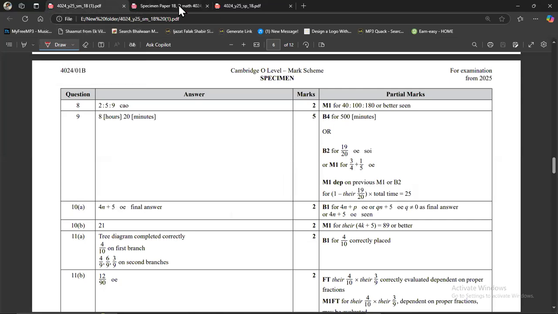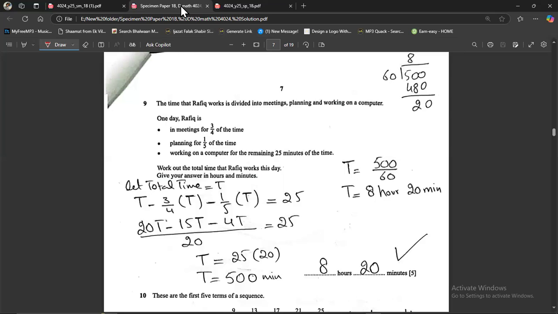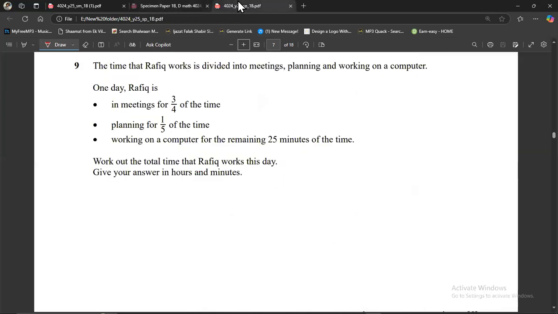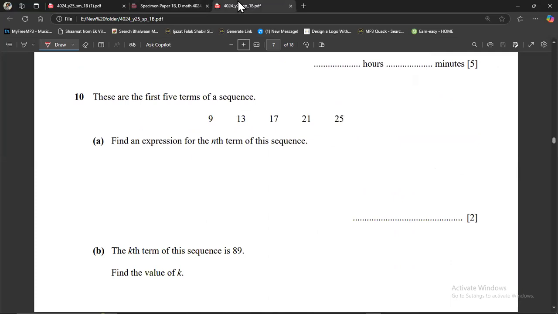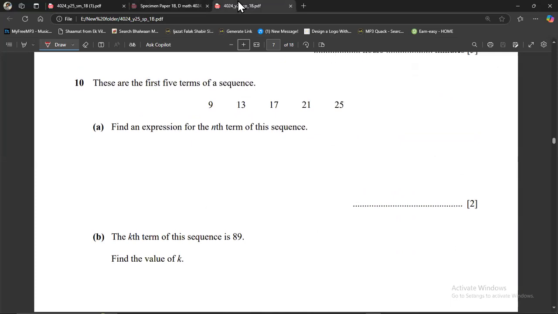The marking scheme is showing up on your screen. This is how this is done. Okay, so we are going to the next question, question number 10.